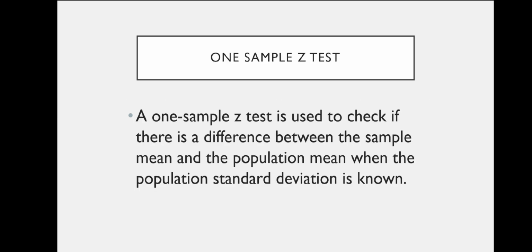One-sample z-test. A one-sample z-test is a test used to check if there is a difference between the sample mean and the population mean when the population standard deviation is known. We can use a one-sample z-test to check and analyze the difference between the sample mean and the population mean. We can also give a decision on whether the hypothesis is to be rejected or accepted.